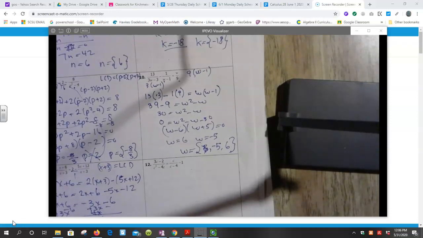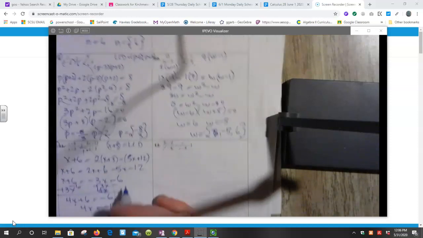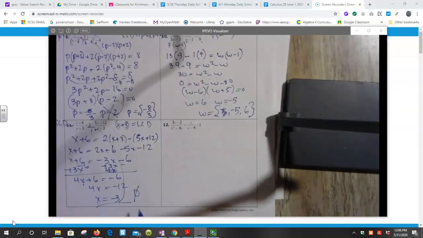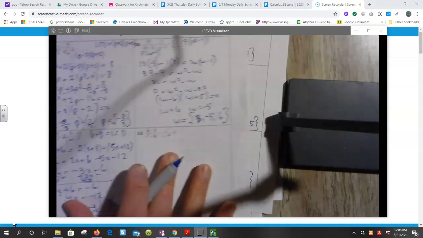But then we look here and we say, okay, put negative 3 back in, that's going to make the denominator equal to 0. So that's going to be a problem, so therefore we have no solution. So we show that we get a solution, but then we show that it doesn't work.